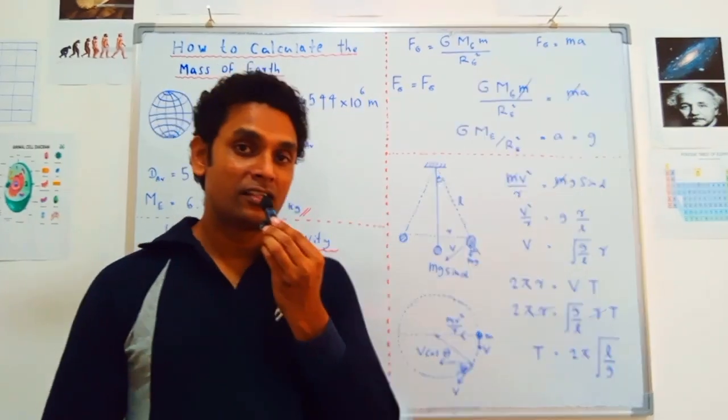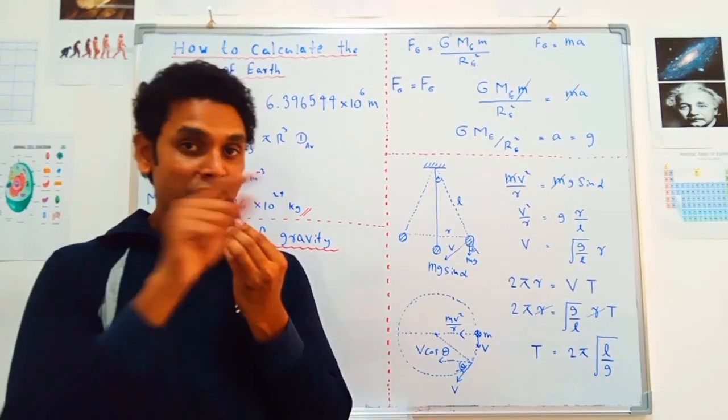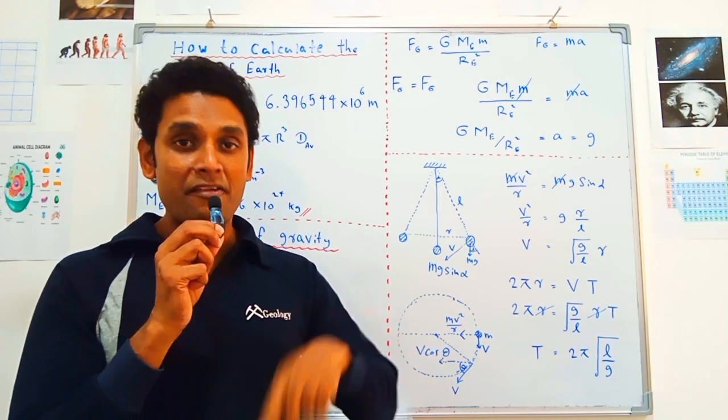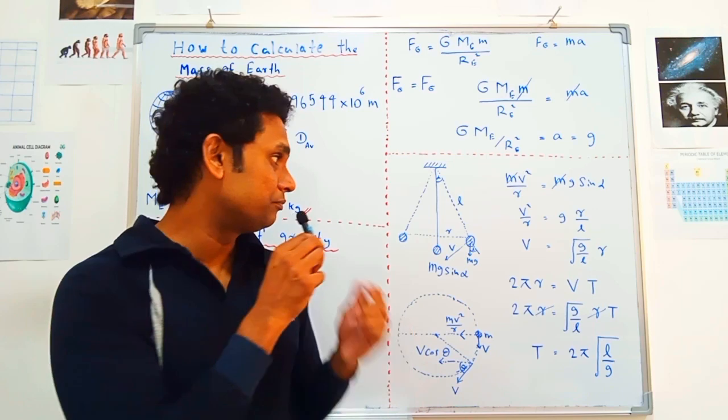Now we can use this rotational motion to calculate the periodic time. And we have to connect the periodic time to gravity. And let's check how we can do that.